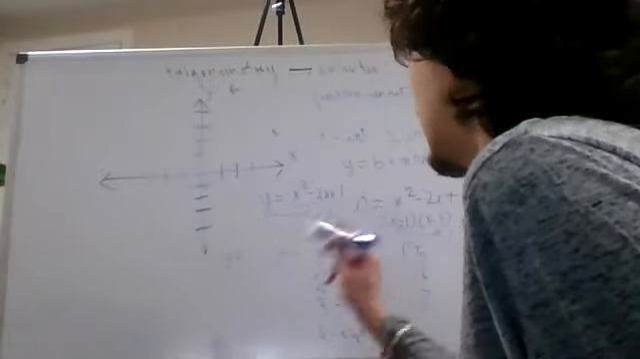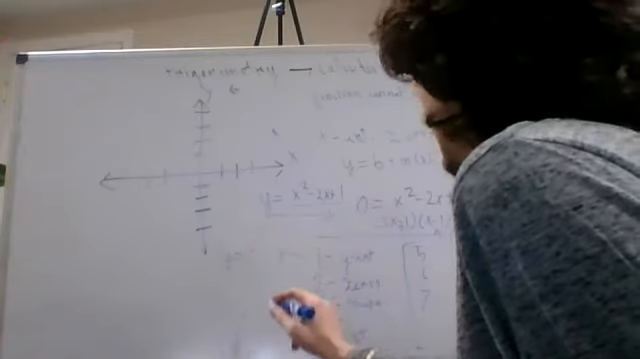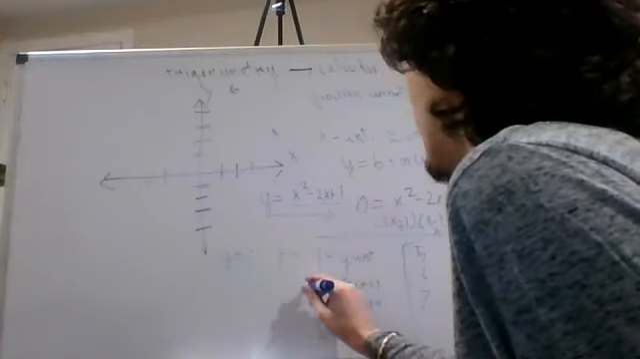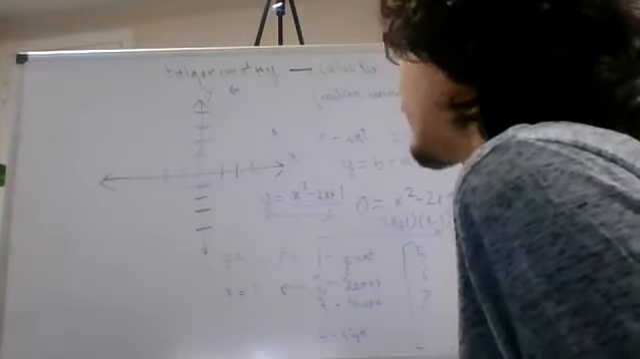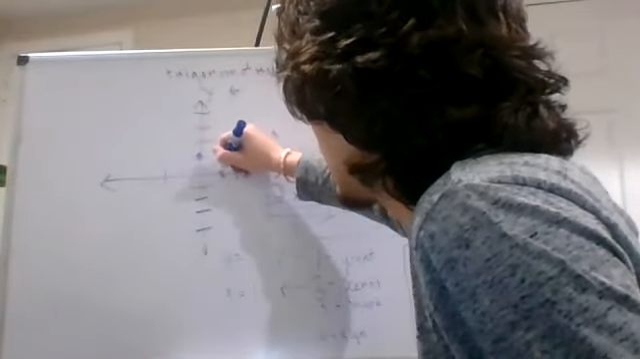So we know what the y-intercept is. It is at y is 1. And we know that the zero is at x is equal to 1. So we can say that here and here will be on our graph.